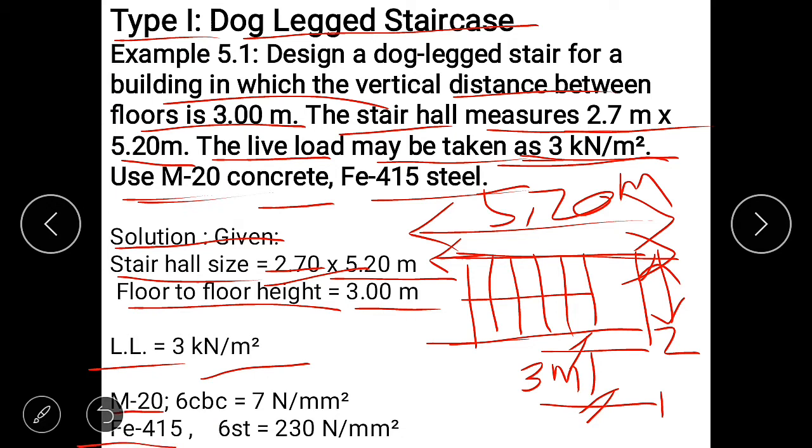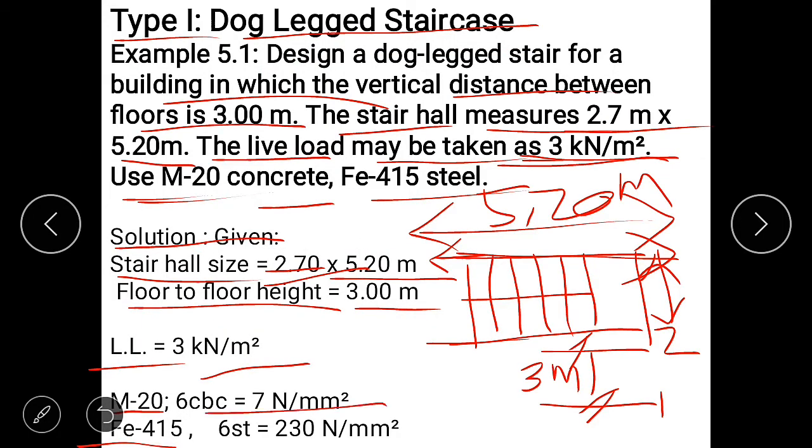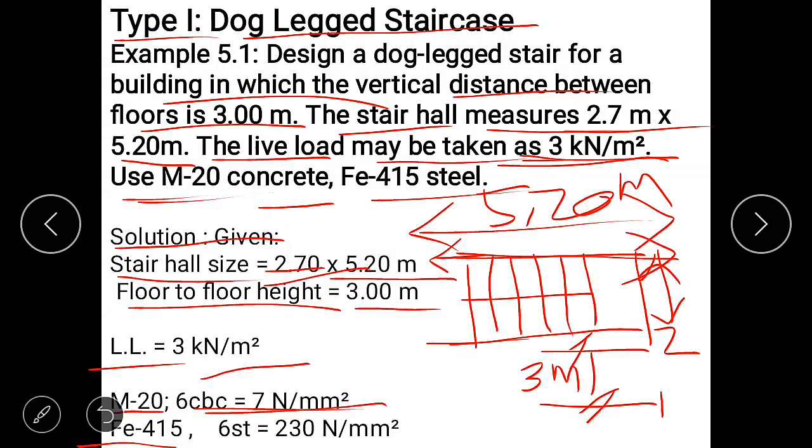The grade of concrete is M20 and the grade of steel is Fe415. For M20, in Table number 21, permissible stresses in concrete are given. For M20, the permissible stress in bending, sigma CBC, is 7. For Table number 21, permissible stresses in concrete, only the grade of concrete is 20. So for 20, take 7.